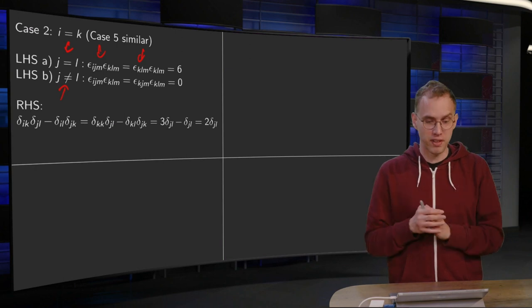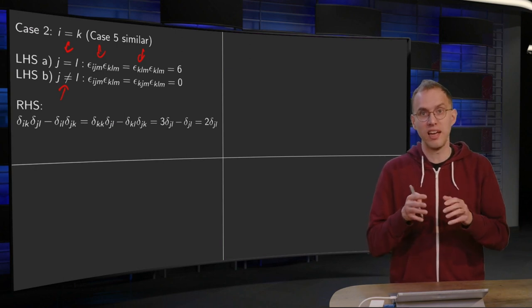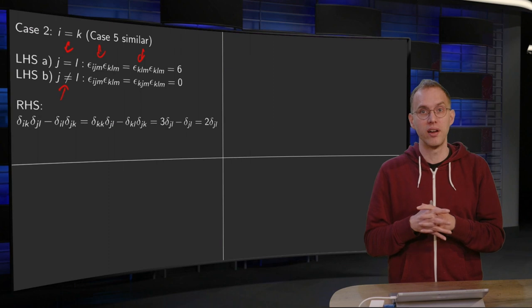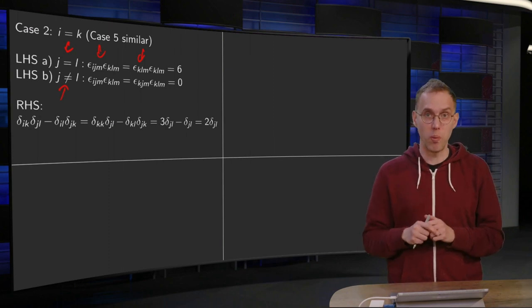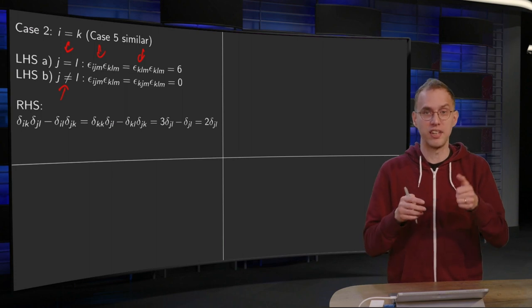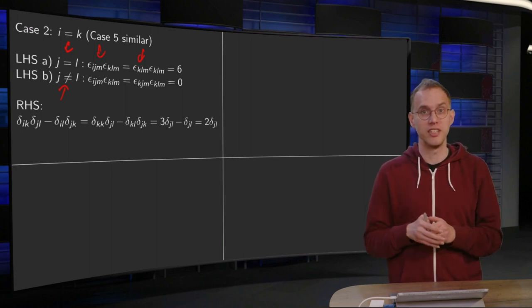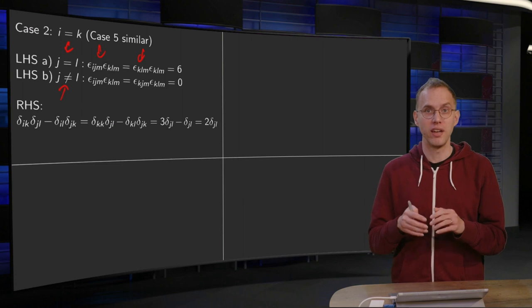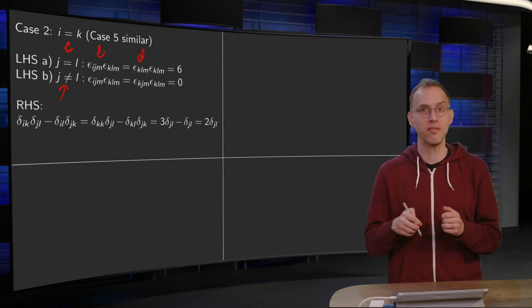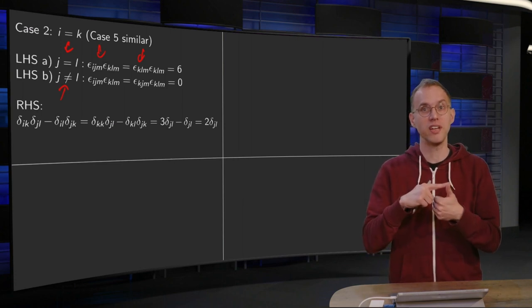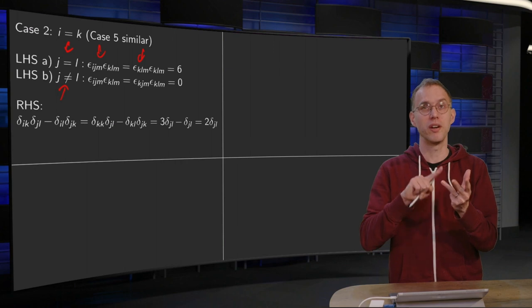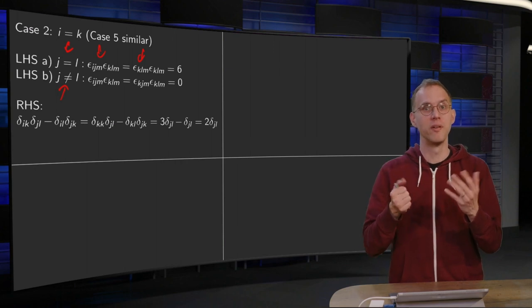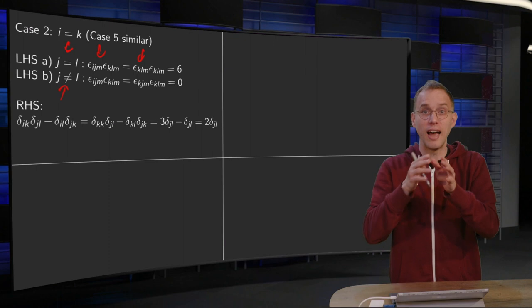Well, if the k, l and m are all different, we always get a 1. And if say k and l are the same, then we'll get a 0. So how many different options do we have? We have 1, 2, 3, we have 1, 3, 2, we have 2, 1, 3, 2, 3, 1, 3, 1, 2, and 3, 2, 1. Six options, of course. And they are all in the sum.